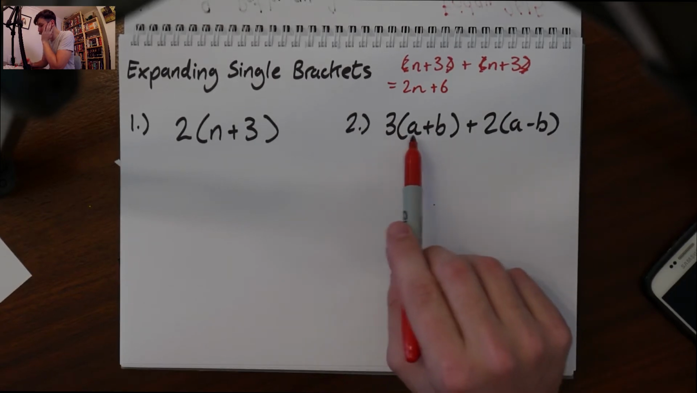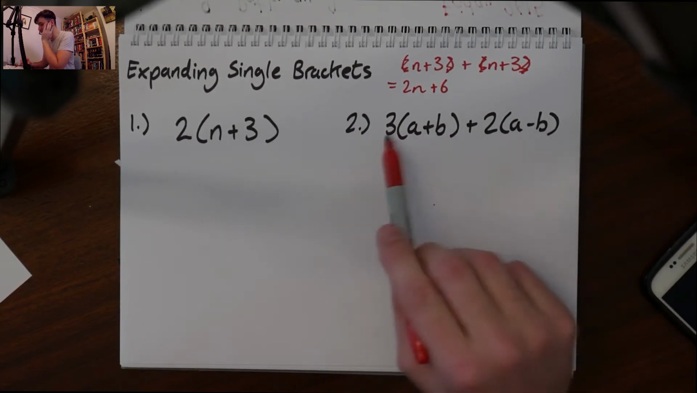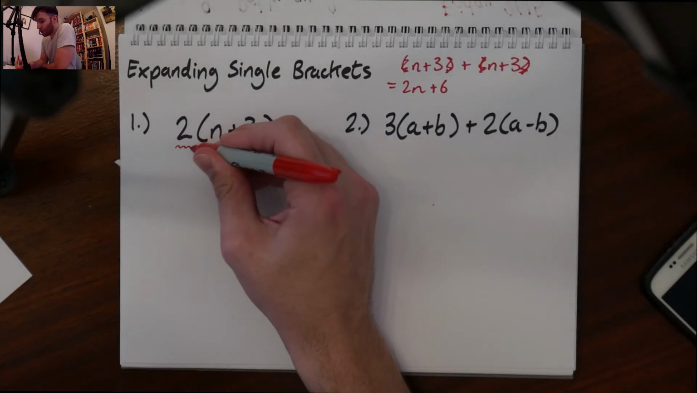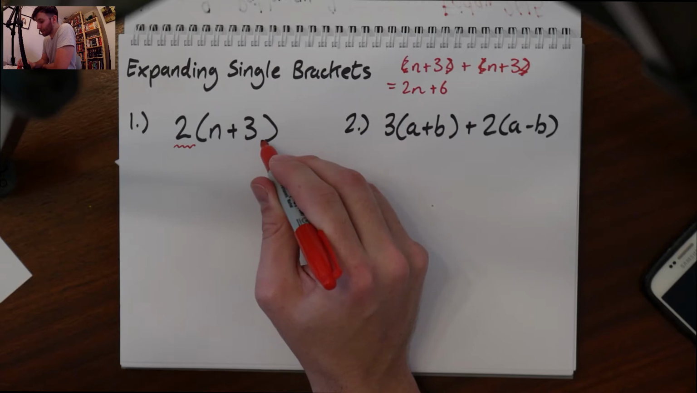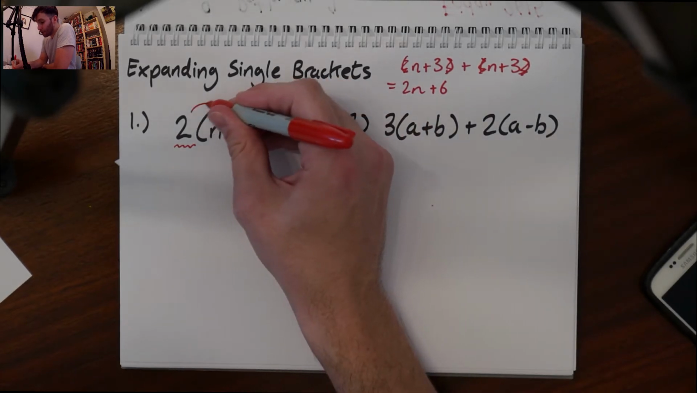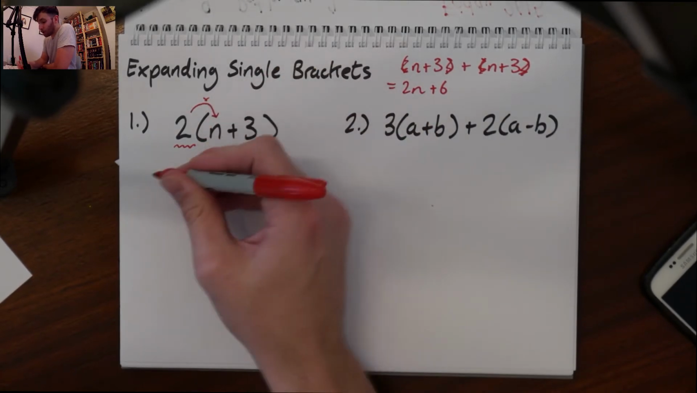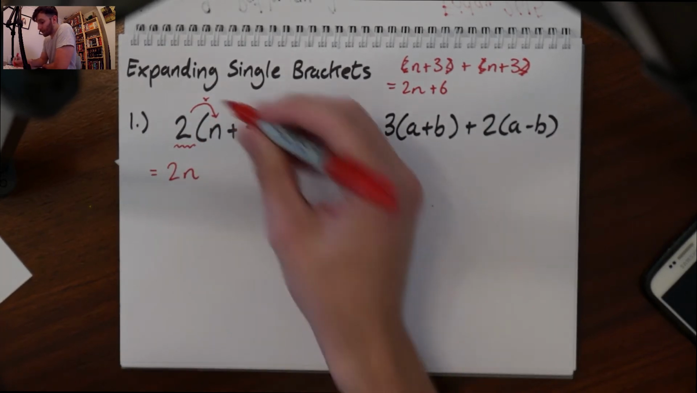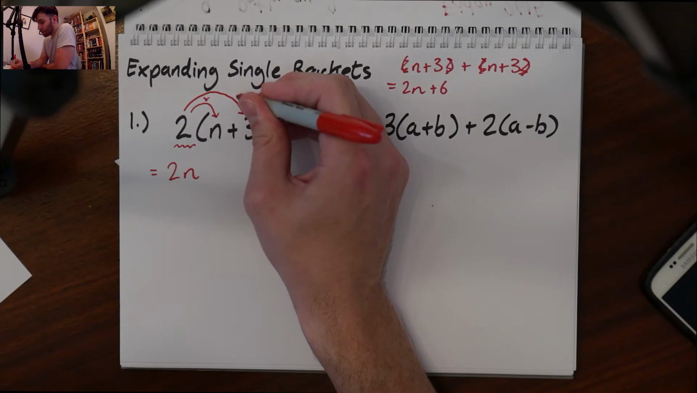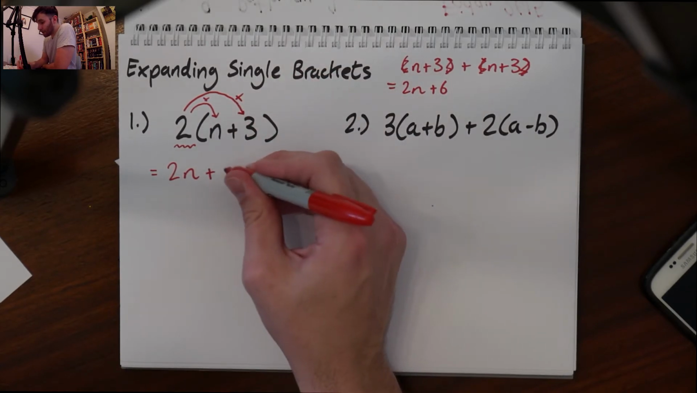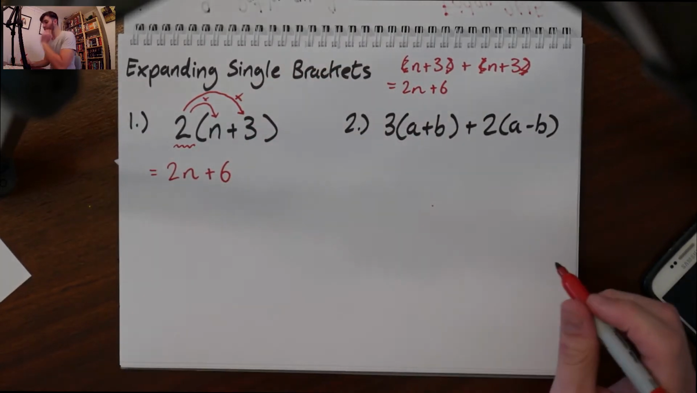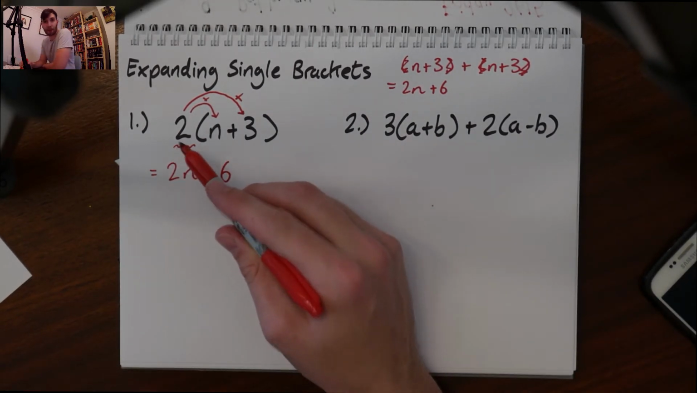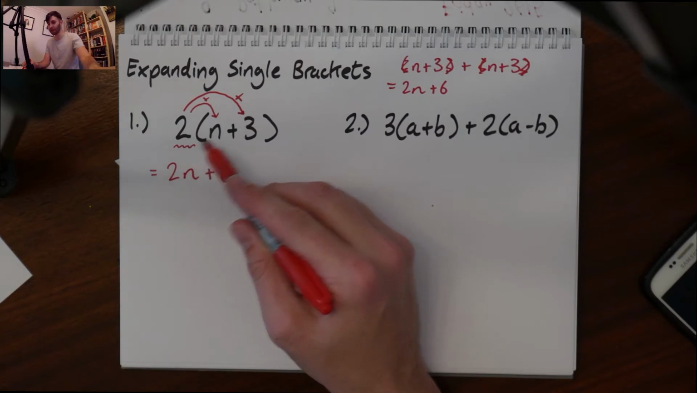Now that's not going to suit us if we've got more complicated things like the ones just here. We're not going to write 2 lots of this bracket on the right and 3 lots of the bracket on the left. What we can do instead is say, well, I've got 2 lots of everything that's on the inside of this bracket, which means I've got 2 lots of n, so 2 times n, which is 2n, and 2 lots of the 3 that's on the inside, so 2 times 3, which is 6. And that's something in maths that we call the distributive law.